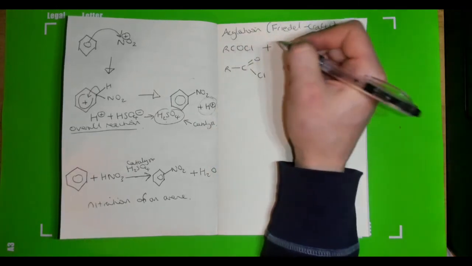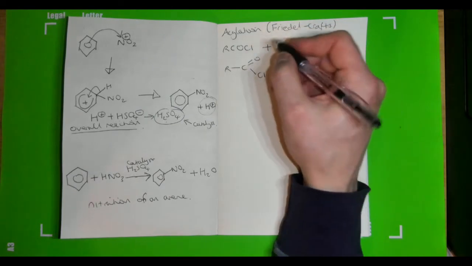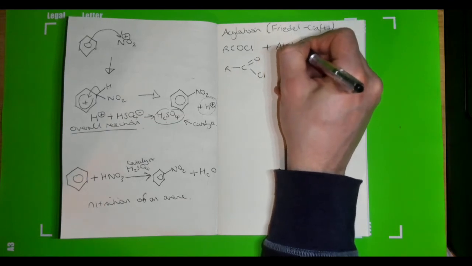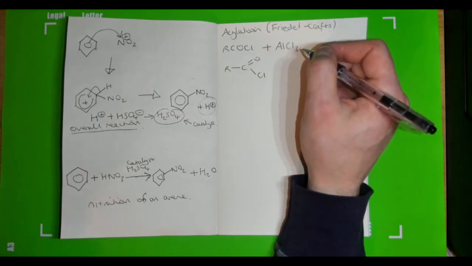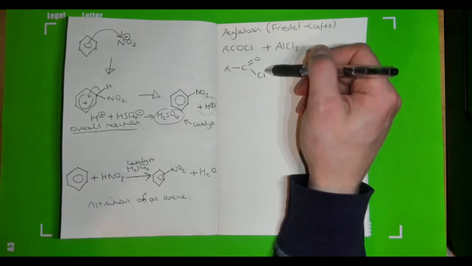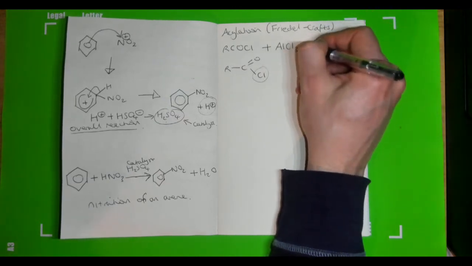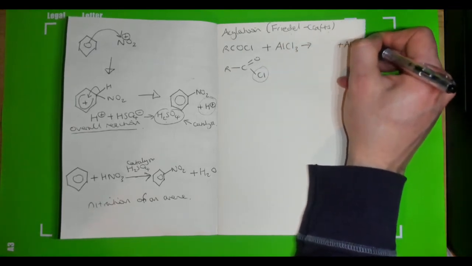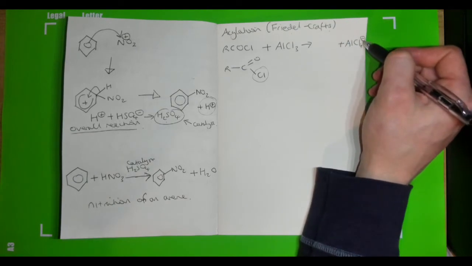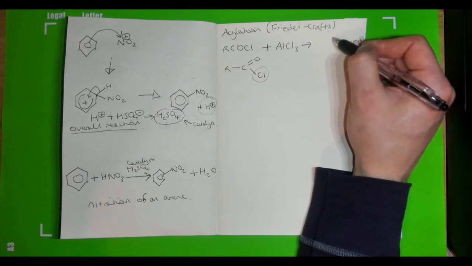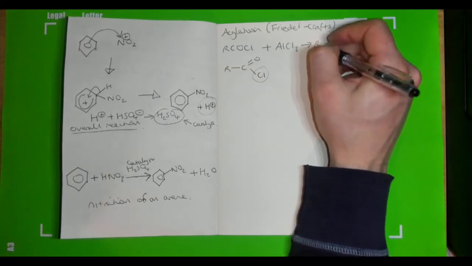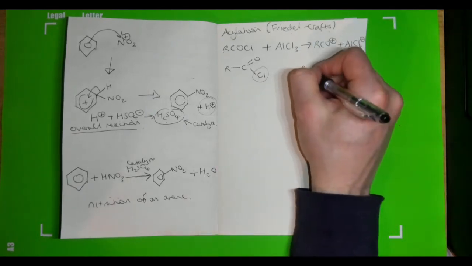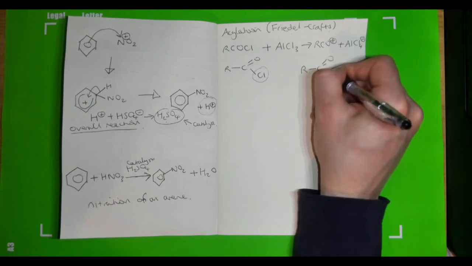So we add that to aluminium chloride. Now aluminium is in group 3 of the periodic table. So it's aluminium 3+. Therefore the chemical formula of aluminium chloride is AlCl3. So what happens is the AlCl3 removes this chlorine here. If it removes this chlorine here, you get AlCl4-, like that. If that's got a minus charge, then this species produced here is going to be positively charged. So it's RCO+, like that. If you were to draw it, it would be RCO with a positive charge here.